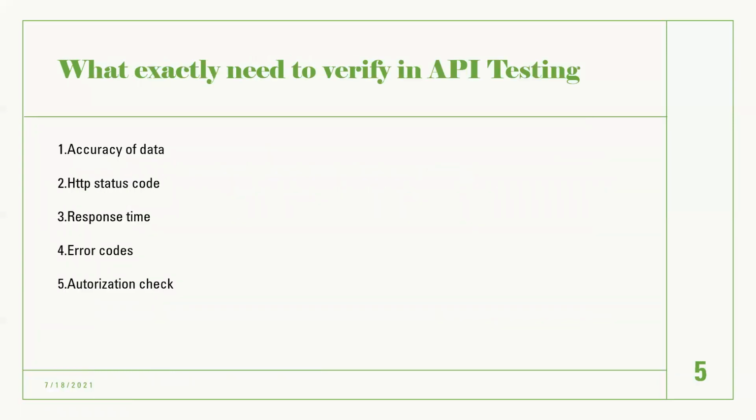Next thing, what exactly do we need to verify in API testing? The accuracy of the data, the HTTP status code like 200, 300, 400, whatever it is, then response time, then error codes, and authorization check. All these validations we do.